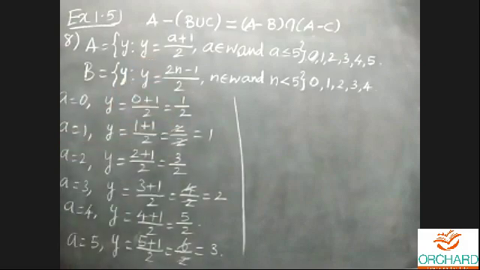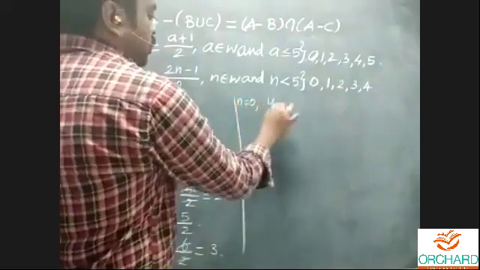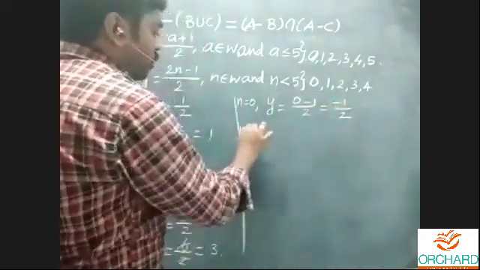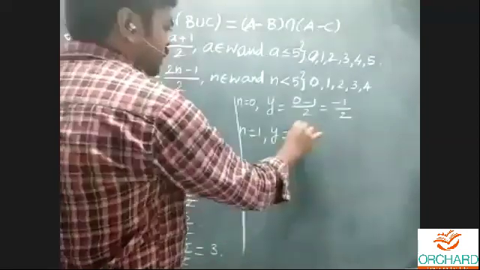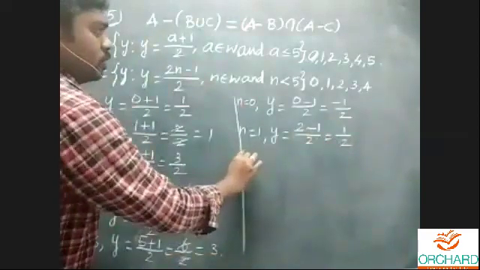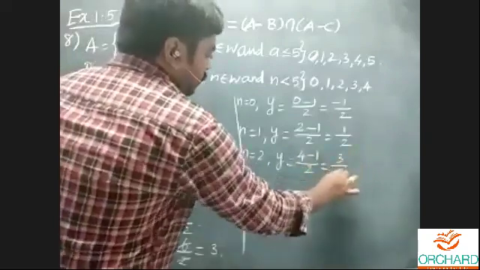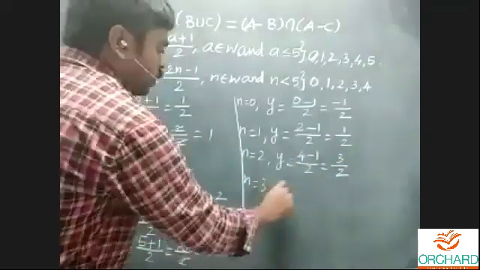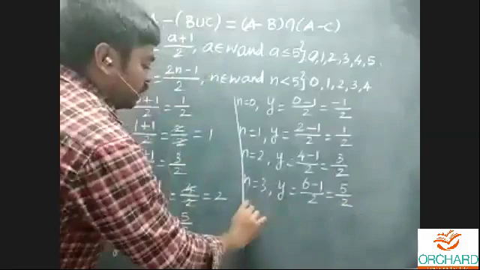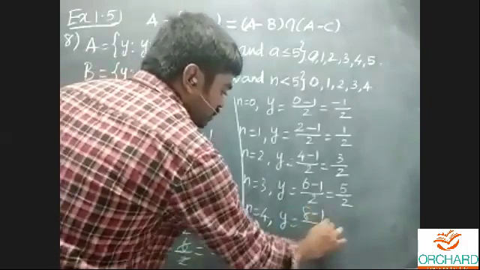Now we'll write the elements of set B. When n is equal to 0, y is equal to (2 into 0, 0, minus 1) by 2, which is minus 1 by 2. Next, n is equal to 1: 2 ones are 2, 2 minus 1 is 1, so 1 by 2. Next, n is equal to 2: 2 twos are 4, 4 minus 1 is 3, so 3 by 2. Next, n is equal to 3: 2 threes are 6, 6 minus 1 is 5, so 5 by 2. Next, n is equal to 4: 4 twos are 8, 8 minus 1 is 7, so 7 by 2.